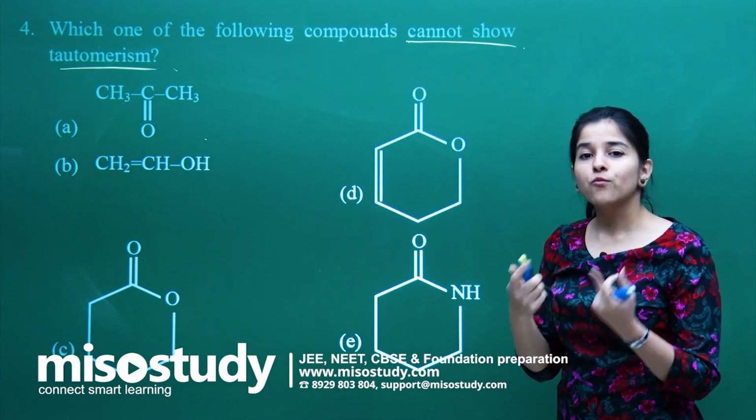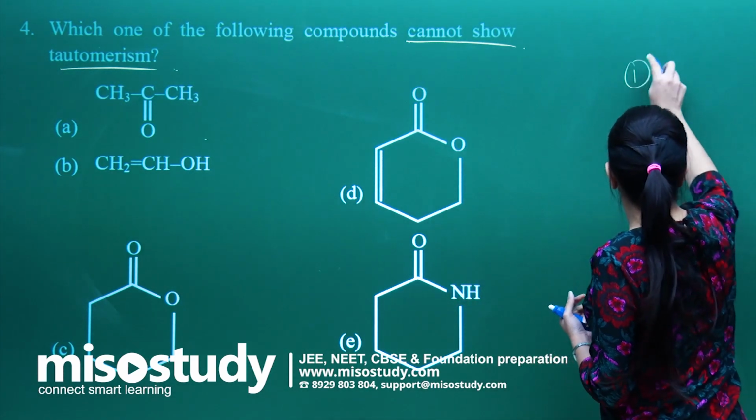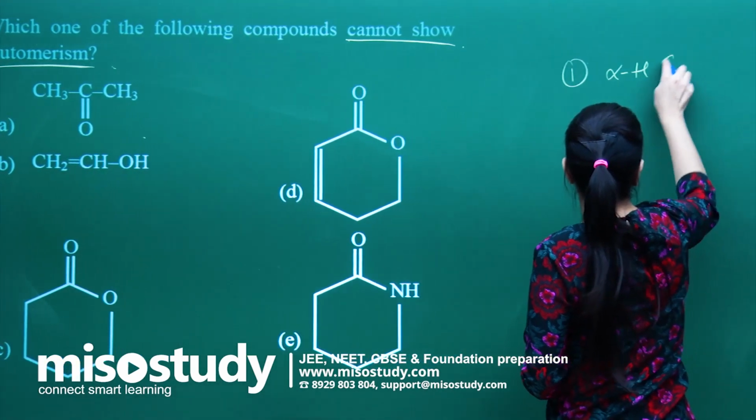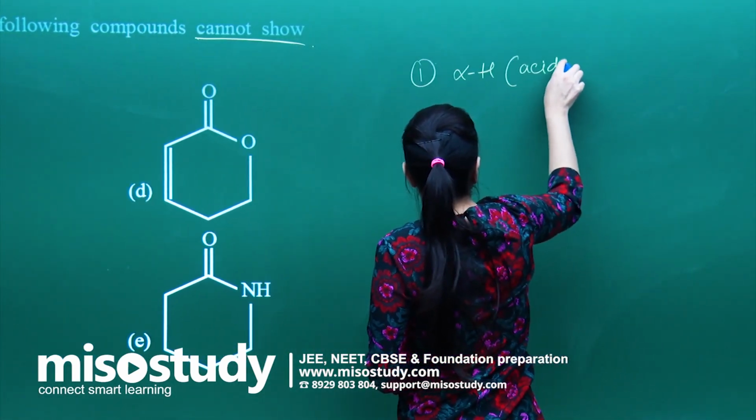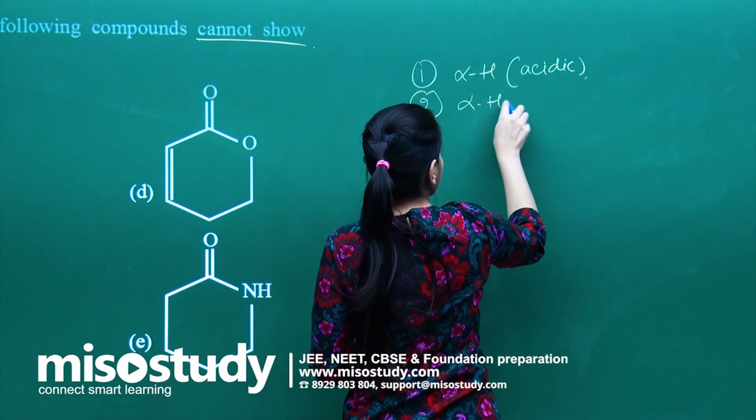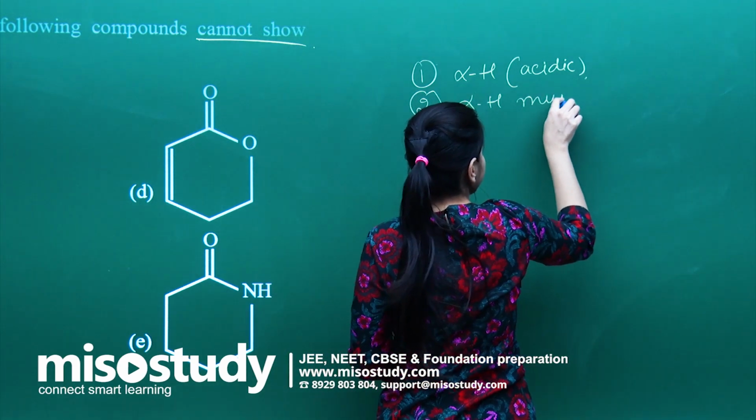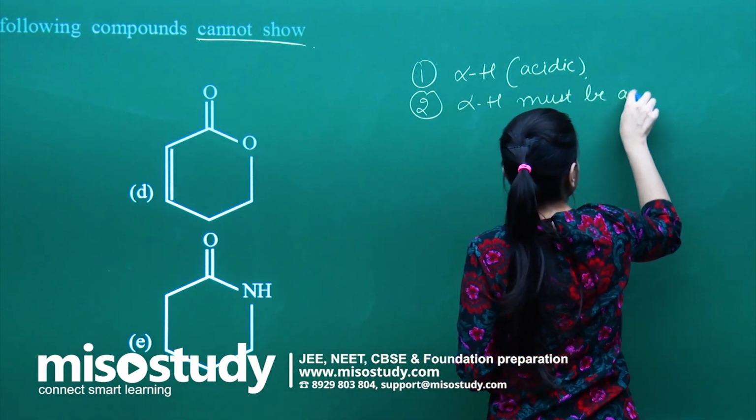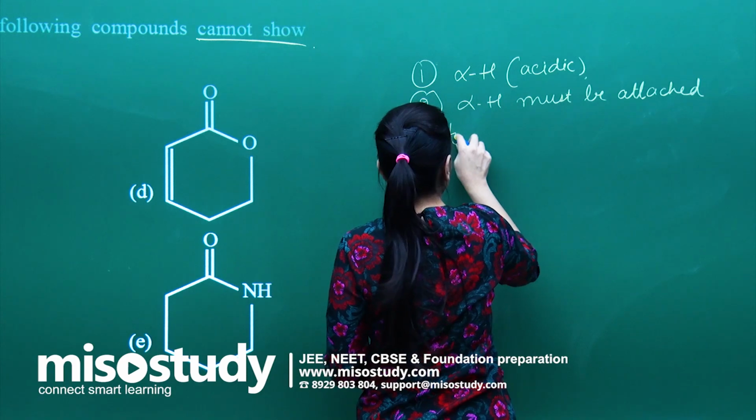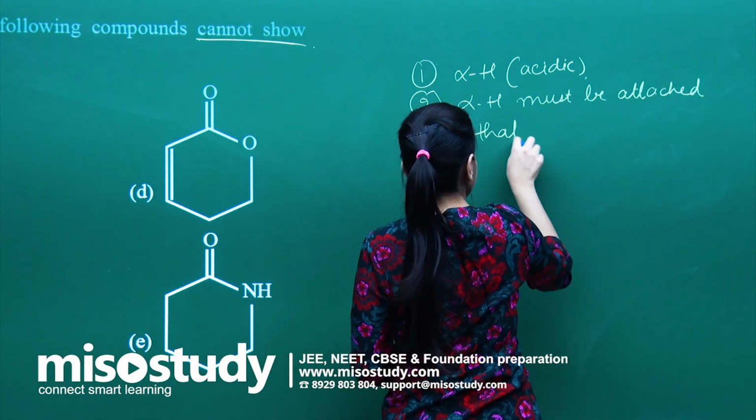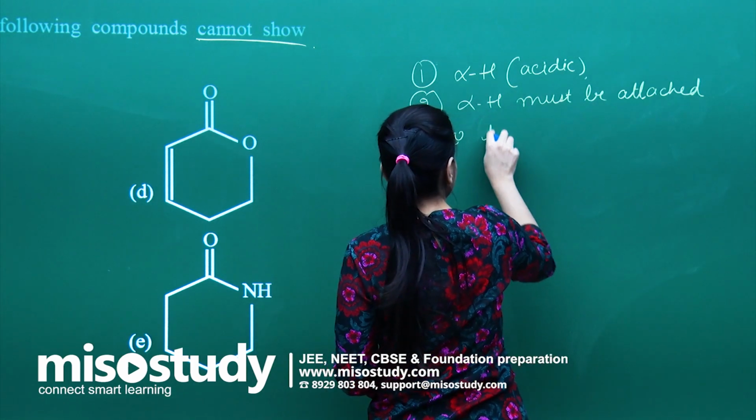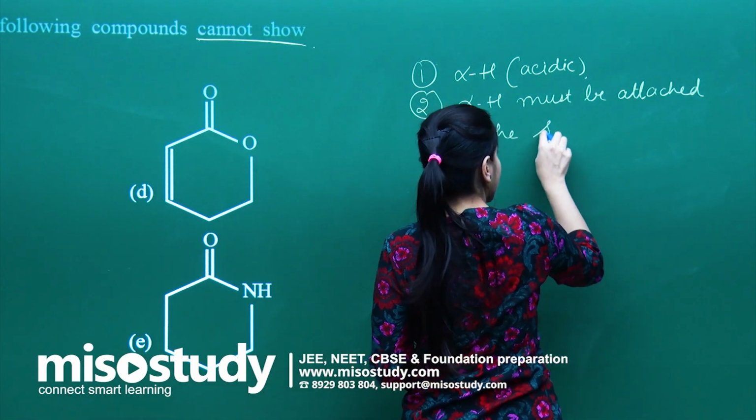For the tautomerism, what is the condition? The condition number 1 for tautomerism is you need to have alpha hydrogens which are acidic. Also, the alpha hydrogen must be attached to that carbon, or I can say to the carbon which is unsaturated, to the saturated carbon.